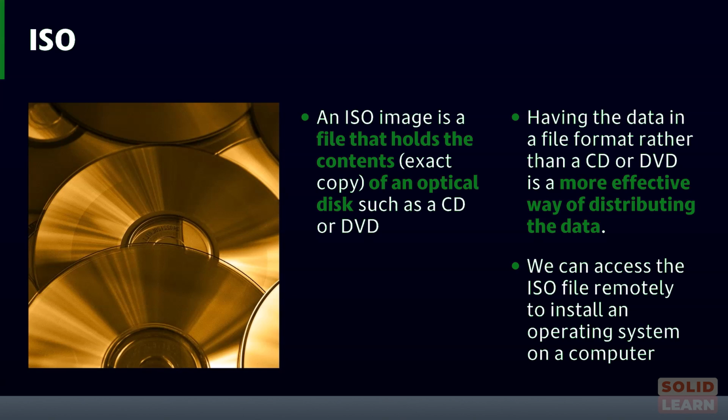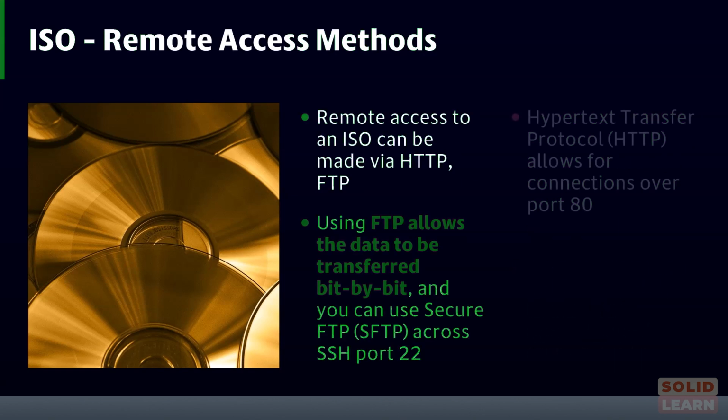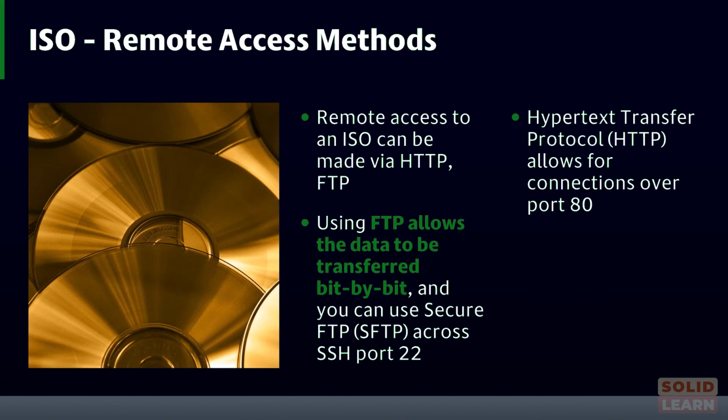We can also access the file remotely to install an operating system on a computer. So there are a few methods that we can use to do so. Remote access to an ISO can be made via HTTP or FTP. So using FTP allows data to be transferred bit by bit, and you can use the secure shell, SFTP, to tunnel that across SSH port 22, or you can also use hypertext transfer protocol, right? You can use a web browser, and that allows connections over port 80 for accessing an ISO.